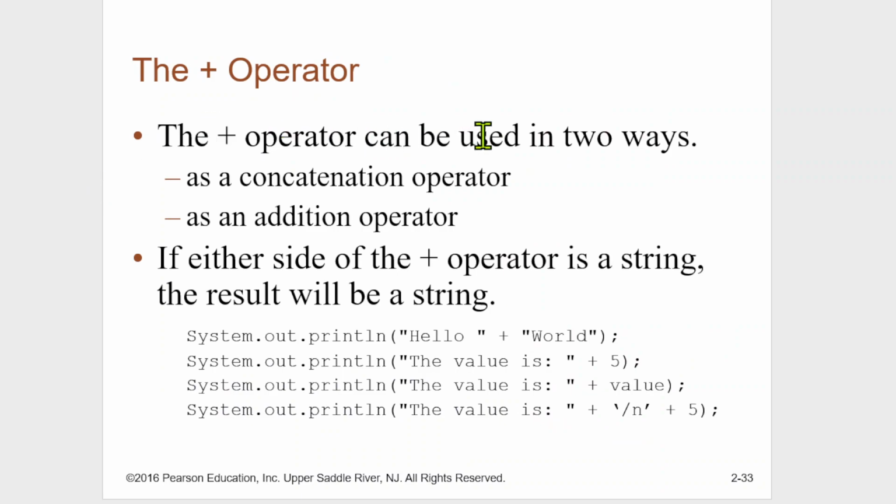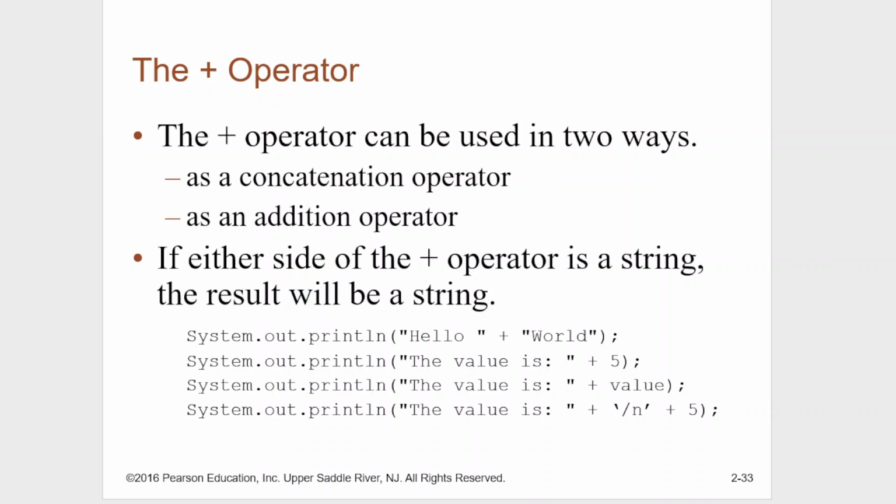The plus operator can be used in two ways: number one as a concatenation operator and number two as an addition operator. If either side of the plus operator is a string, the result will be a string. This is called concatenation. So if I put this line here, "hello" plus "world", it's going to print out hello world. If I put "The value is" plus 5, it's just going to print out the value is 5. The value is new line 5. All these things we could try and play with in class, but that's what's going to happen. If either side of the operator is a string, it's going to concatenate.